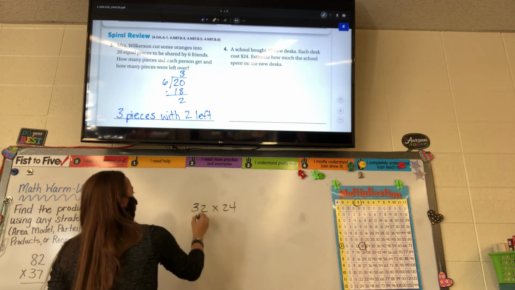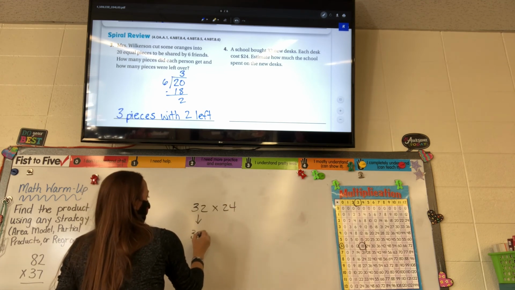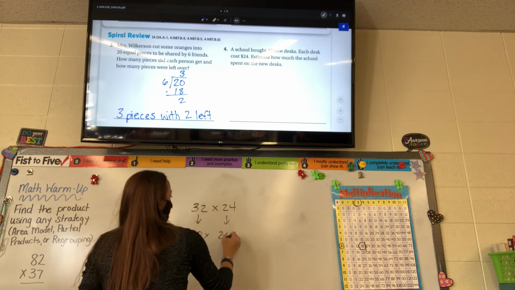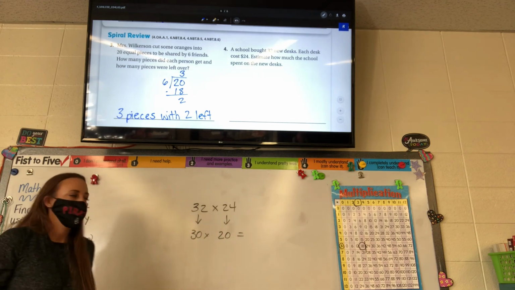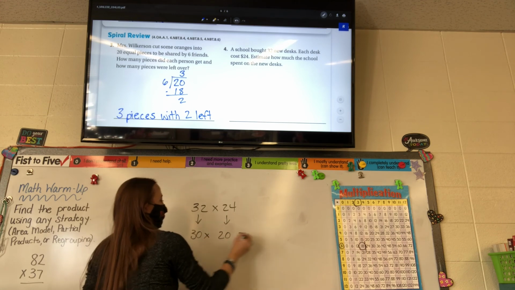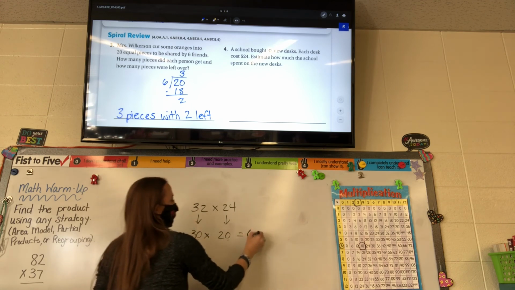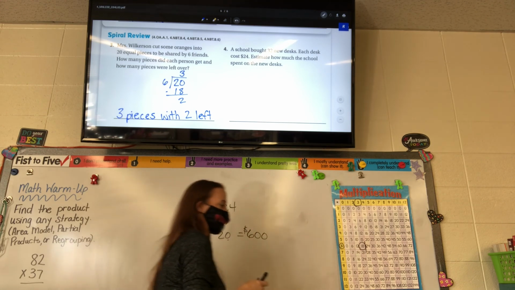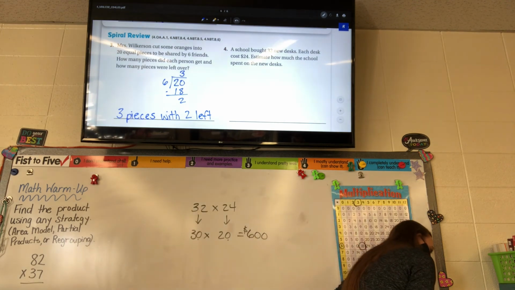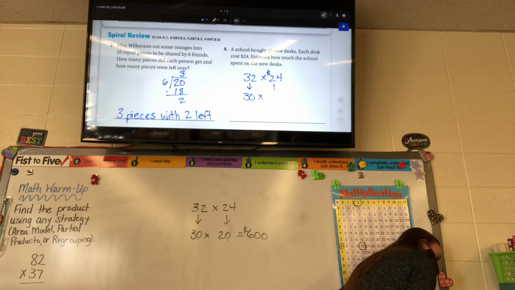What's 32 rounded? 30. What's 24 rounded? 20. What's your basic fact? 3 times 2. Which equals? 6. How many zeros? 2. And then we need our dollar sign since we're talking dollars. So we're multiplying 32 times 24, but since it just wants an estimate, we're going to round 32 to 30 and 24 to 20. And then 3 times 2 is 6 with 2 zeros.